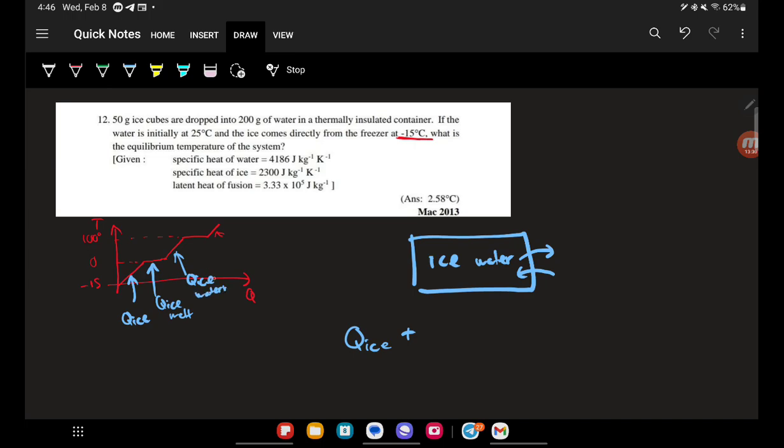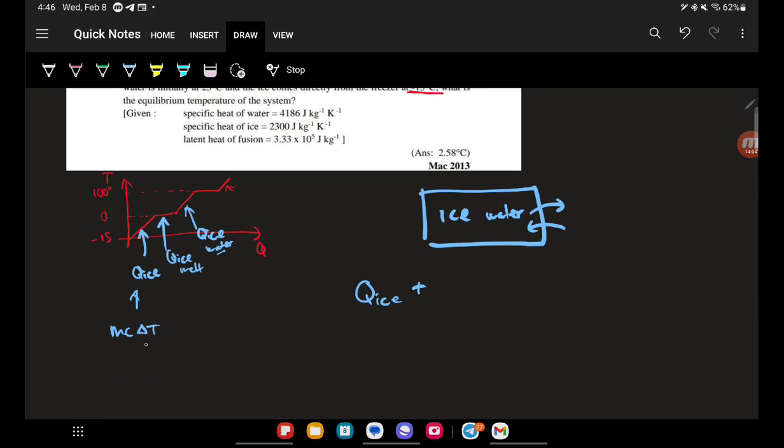I call it Q ice water because this water came from ice, because we have another water here which is initially already in the form of liquid. So, to avoid confusion when you assign values to it. For this one, Q is MC delta T. So whether it absorbs or loses energy, it is described by the change of temperature.